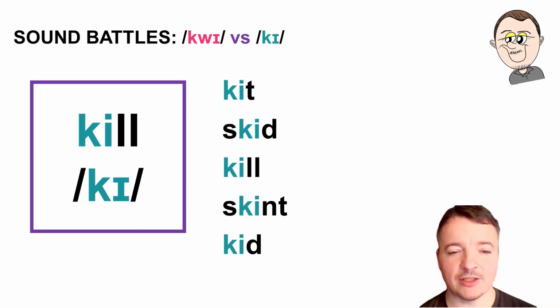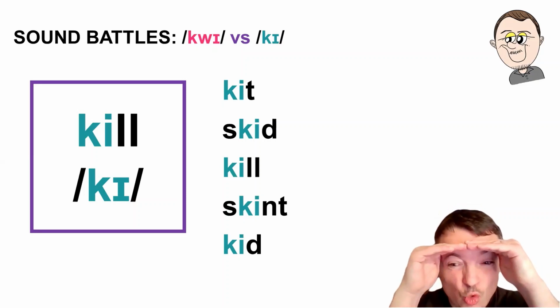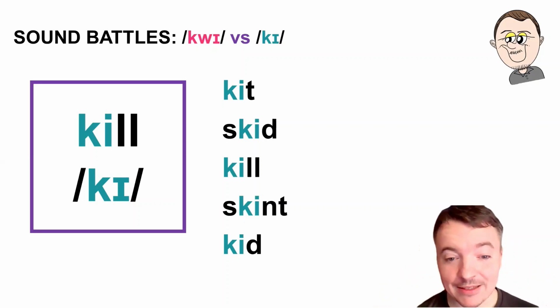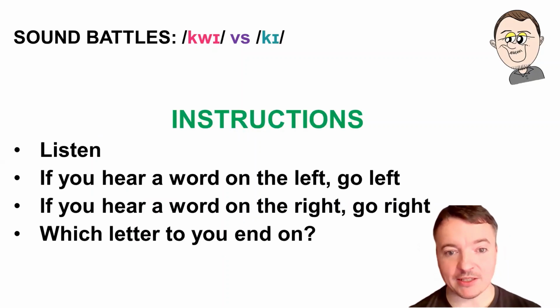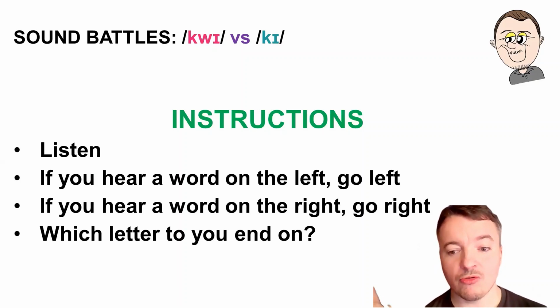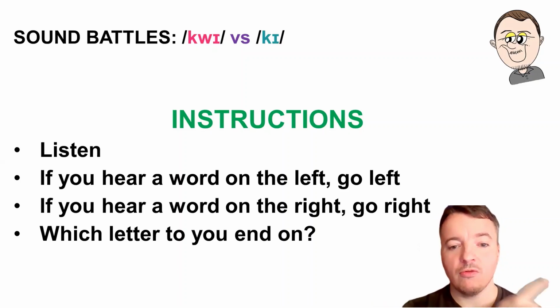So before I said squint is what I'm doing because I can't see. Squint. And skint is also me. It means no money. I have no money. I am skint. There you go. So let's practice. Instructions. Listen to me. And if you hear a word on the left, go left. If you hear a word on the right, go right.